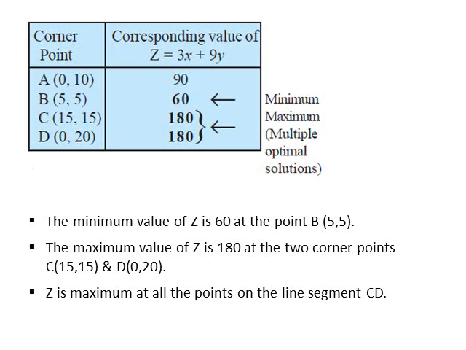Students, if two corner points of the feasible region gives the same maximum value, then every point on the line segment joining these points gives the same maximum value. So z is maximum at all the points on the line segment CD.